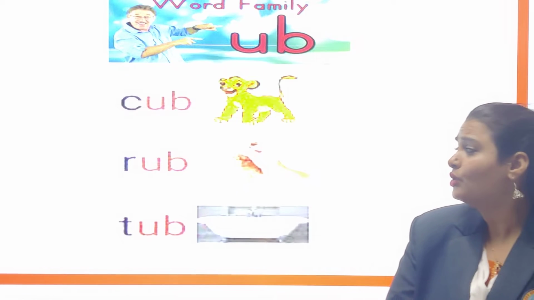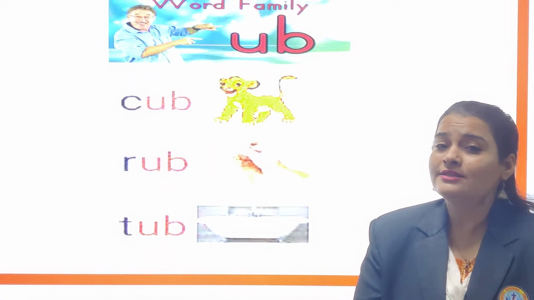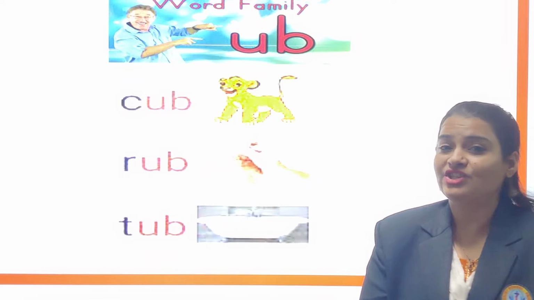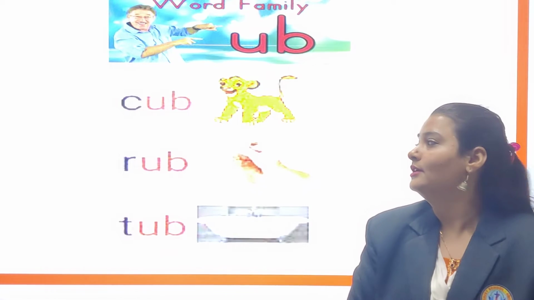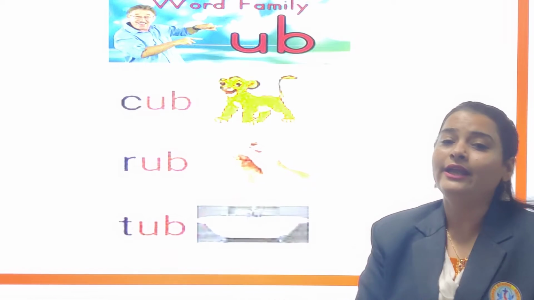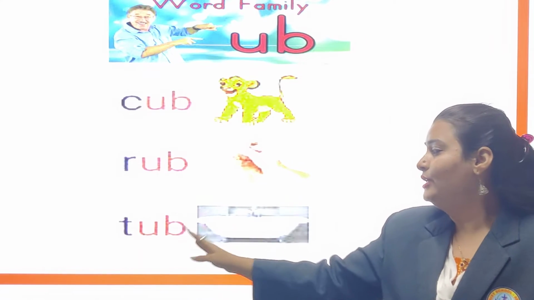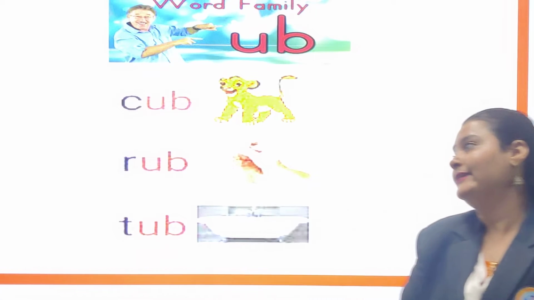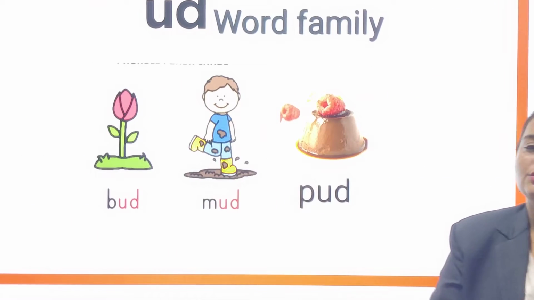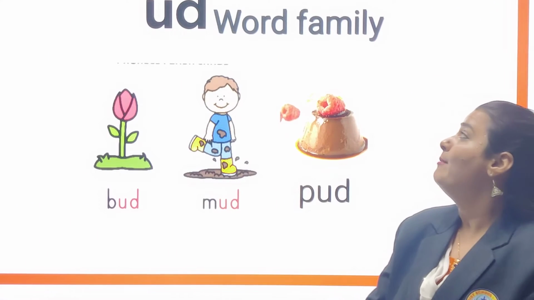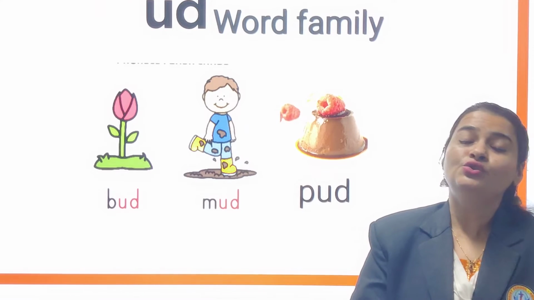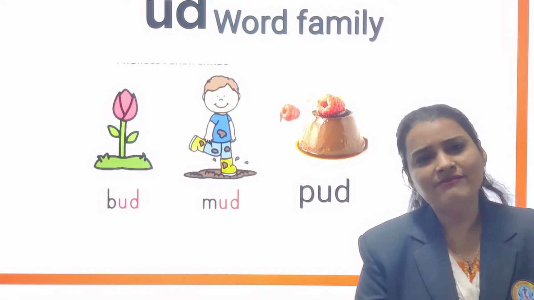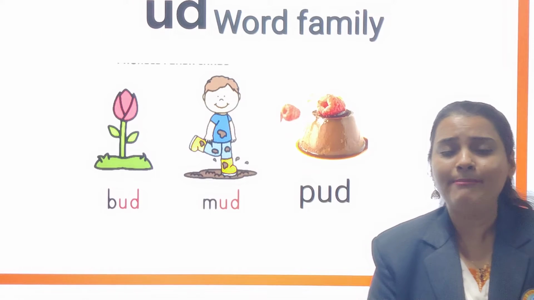So, in last class, we learned some three-letter words. Which are they? C, U, B, cub. R, U, B, rub. T, U, B, tub. So, today also we are going to learn some three-letter words made by the UD two-letter word family. How can we pronounce this UD two-letter word family?